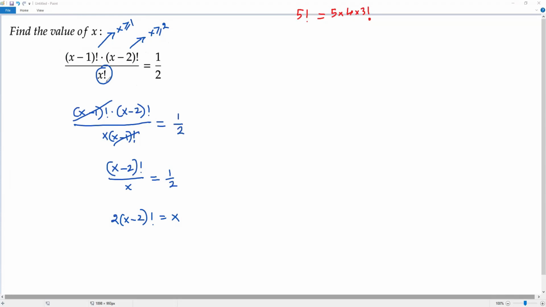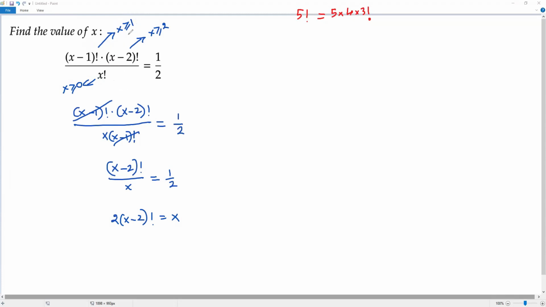Now let's consider this one. For this one, if I want x to be a whole number, then x has to be greater than or equal to 0. Now we have 3 conditions. For the first one, we have x is greater than or equal to 1, and in all 3 conditions, x is a whole number.